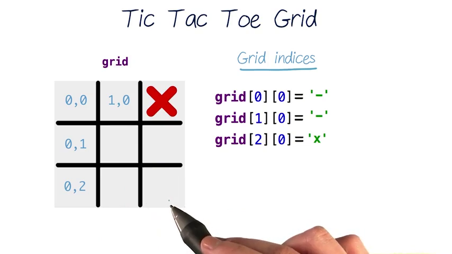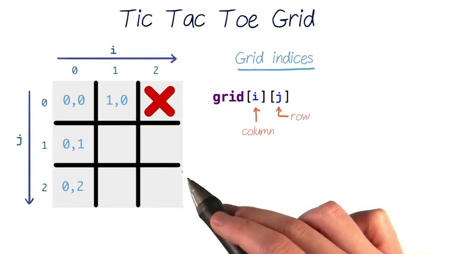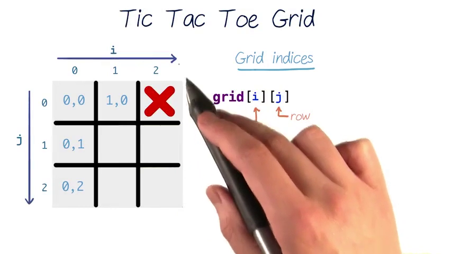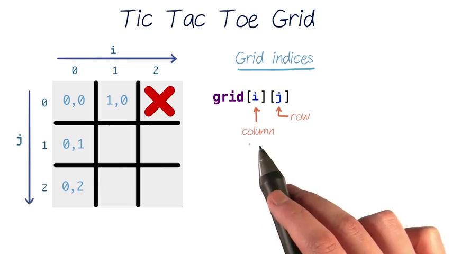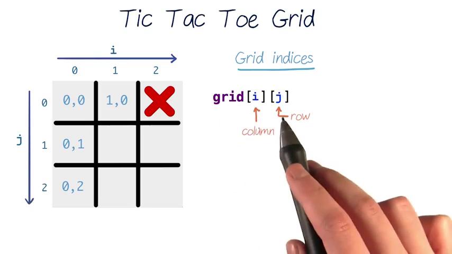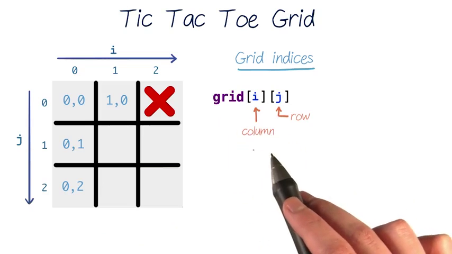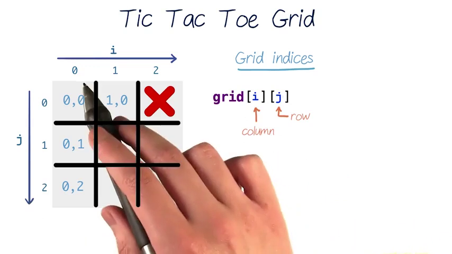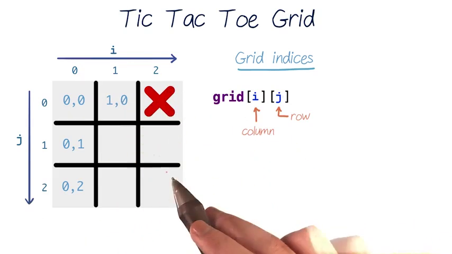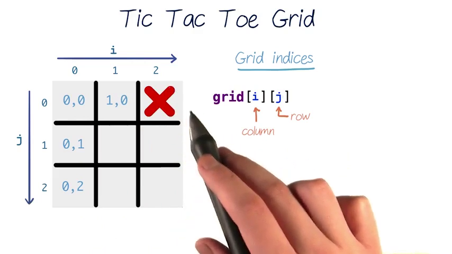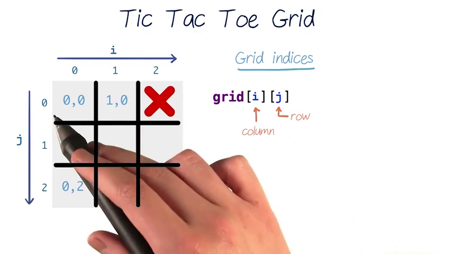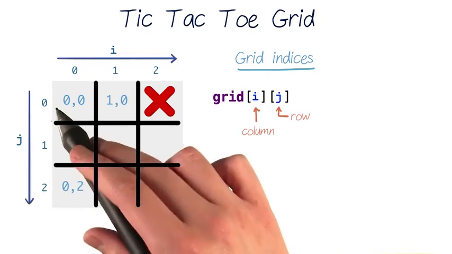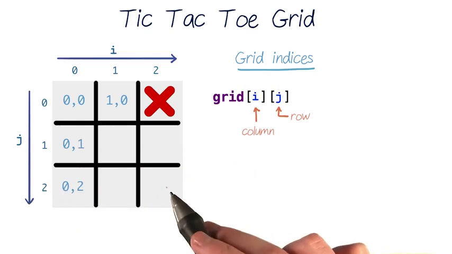But in programming, instead of using x and y, it's common to use i and j. So let's say we have integer variables i and j that are coordinate positions in our grid. So for the pair of indices, grid i and j, i keeps track of which column we're in our array, 0, 1, or 2, counting from left to right. And j keeps track of which row we're in, counting from top to bottom, again, 0, 1, or 2.